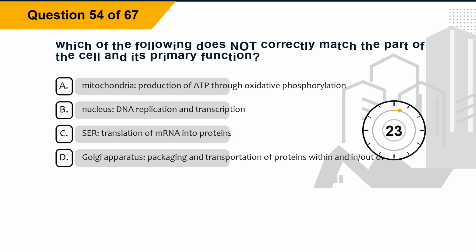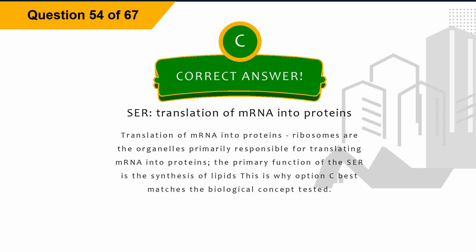Question 54. Which of the following does not correctly match the part of the cell and its primary function? Option A. Mitochondria, production of ADP through oxidative phosphorylation. Option B. Nucleus, DNA replication and transcription. Option C. CER, translation of mRNA into proteins. Option D. Golgi apparatus, packaging and transportation of proteins within and in/out of cells. The correct answer is option C. CER, translation of mRNA into proteins. Explanation. Translation of mRNA into proteins. Ribosomes are the organelles primarily responsible for translating mRNA into proteins. The primary function of the cell is the synthesis of lipids. This is why option C best matches the biological concept tested.